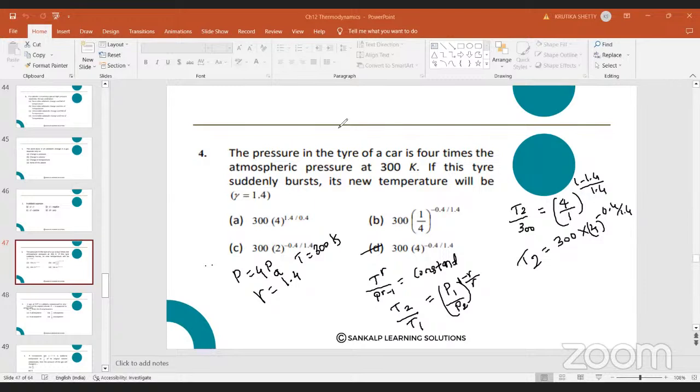Then the last question of today's class. I hope this question is clear to you. The pressure in the tire is 4 times the atmospheric pressure. If the tire bursts completely, then we need to calculate T2. So it is an adiabatic process, therefore we are taking it in terms of T and P. In terms of T and V also we have the equation, but we are not considering that because they have not described the volume, so we are taking the formula in terms of T and P.